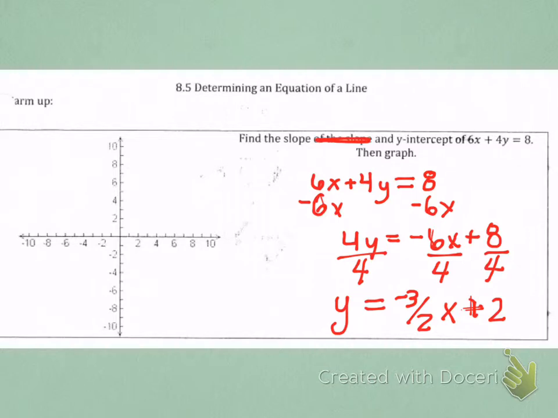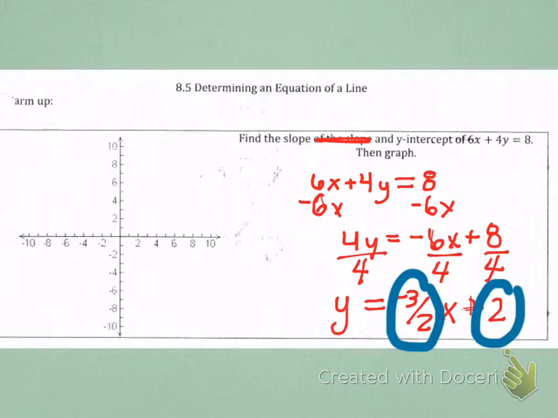Then I'm going to take the graph and say, okay, the y equals mx plus b form. And looking at this form, I should realize a couple of things. That my slope is negative 3/2 and my y-intercept is 0, 2. So I'm going to graph my y-intercept at 0, 2. It's a little big.